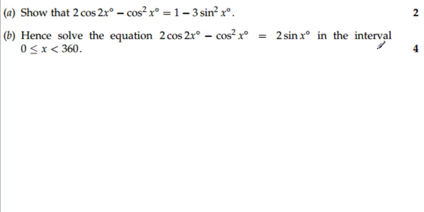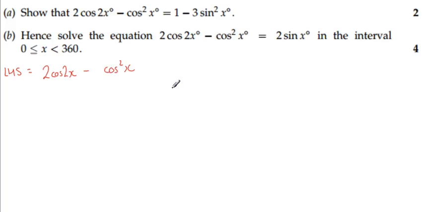So next question here. Now this is a lovely question. Part A, show that 2 cos 2x minus cos squared x is equal to 1 minus 3 sine squared x. Okay, so we are trying to show that this is equal to this. So we're going to start with that left-hand side. We're going to do some maths, and then we should end up with the right-hand side to prove that it can equal the same thing.